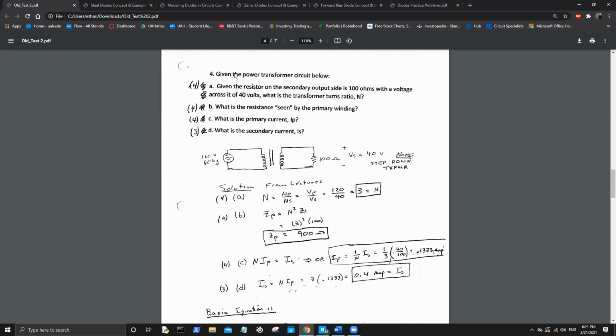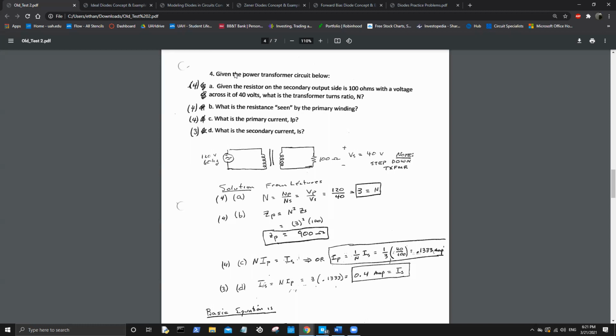All right. Given the power transformer circuit below, given the resistor on the secondary output side is 100 ohms with a voltage across it of 40 volts, what is the transformer turn ratio? So isn't this just the current relation? No, they didn't even need to do that. You just use the formula he gave. So it's the ratio of the voltages here, it looks like.